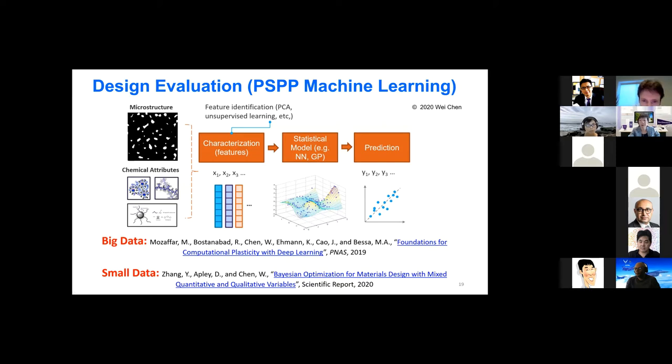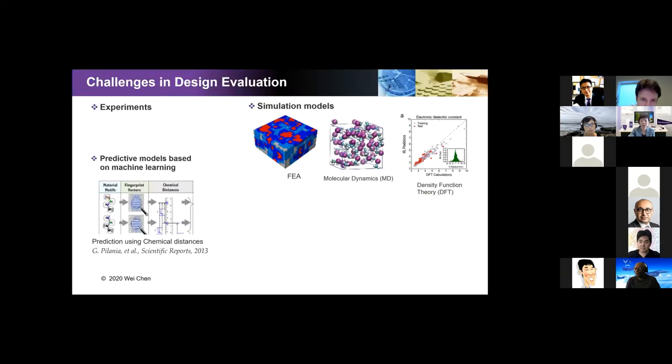Okay, I will show you an example where big data is very applicable for computing the plasticity behavior, okay? And another case, which we encounter many times in the design situation, is that we have very small data. So each simulation is very expensive. So how do we deal with both situations? That's something that we're interested in.